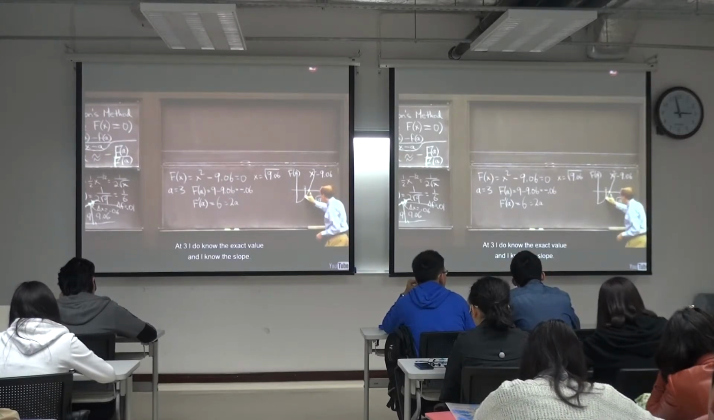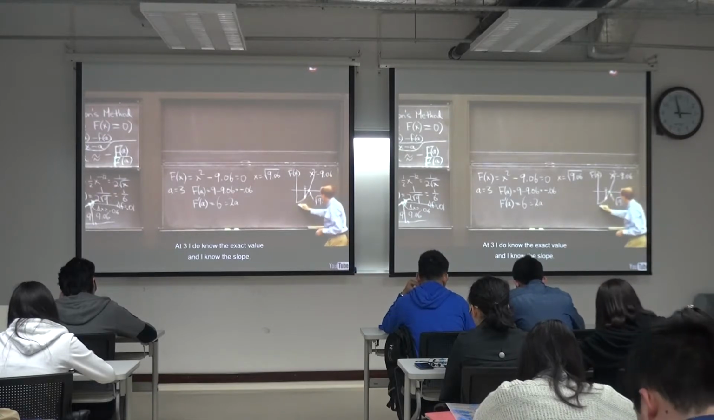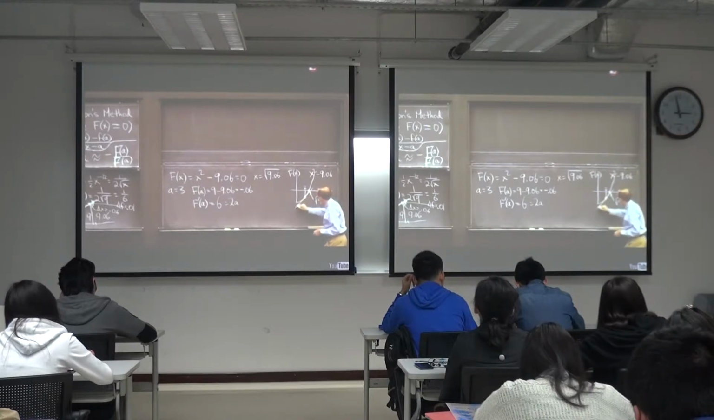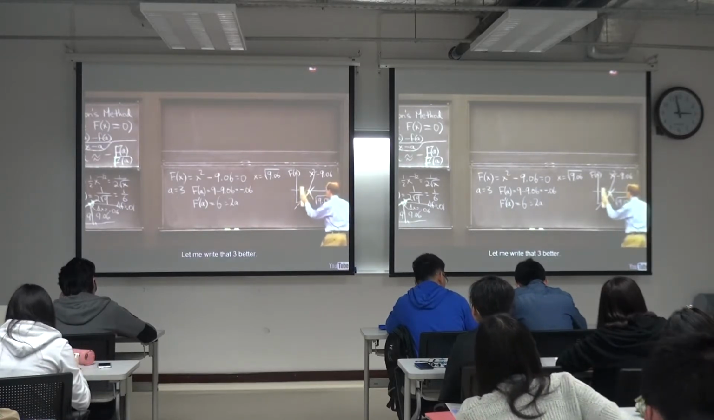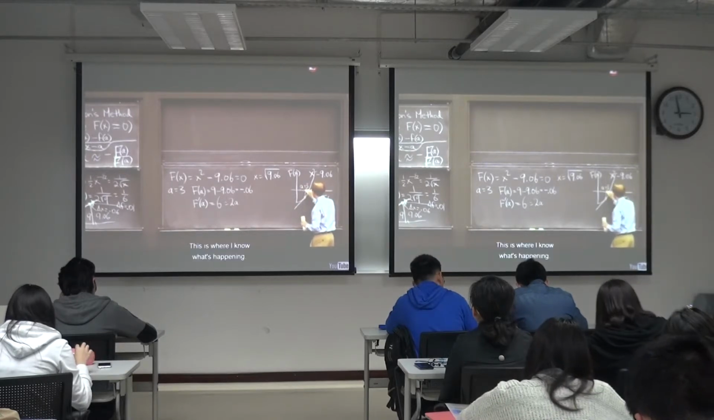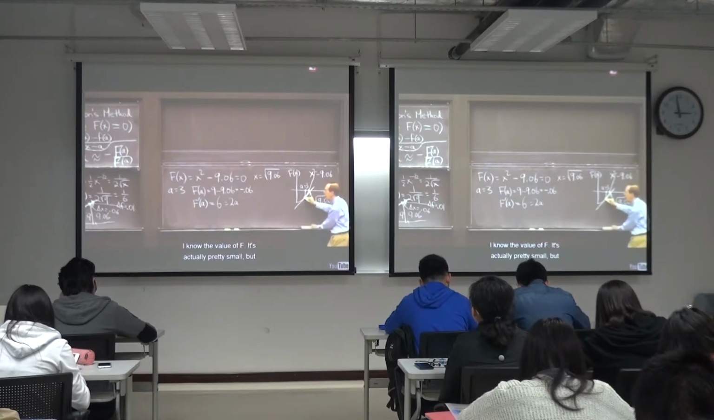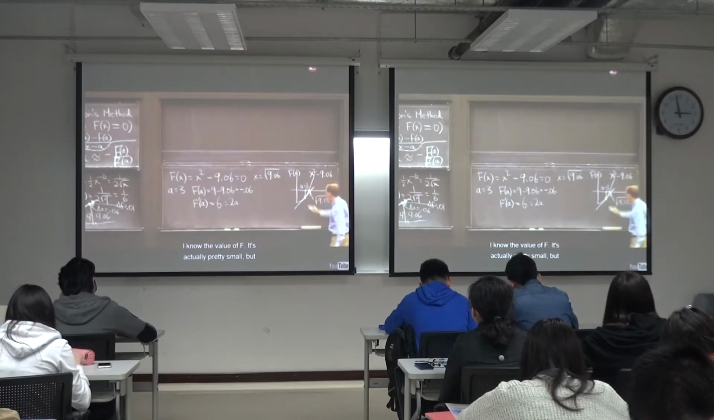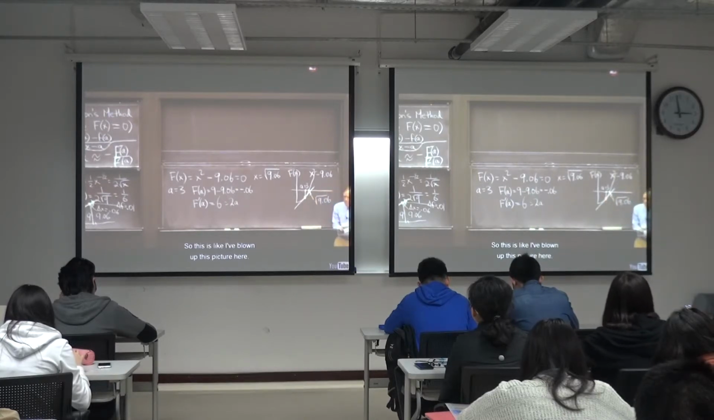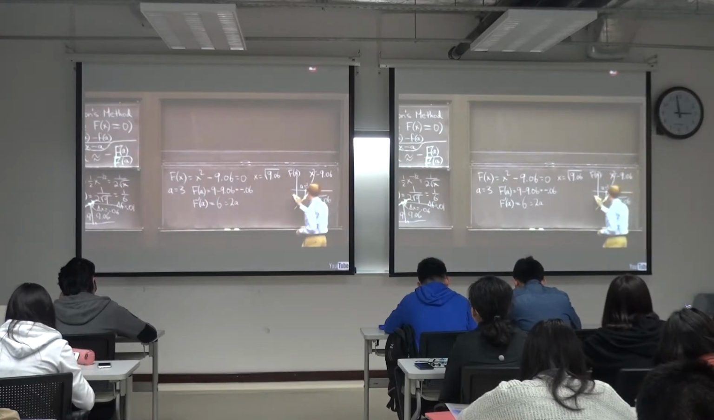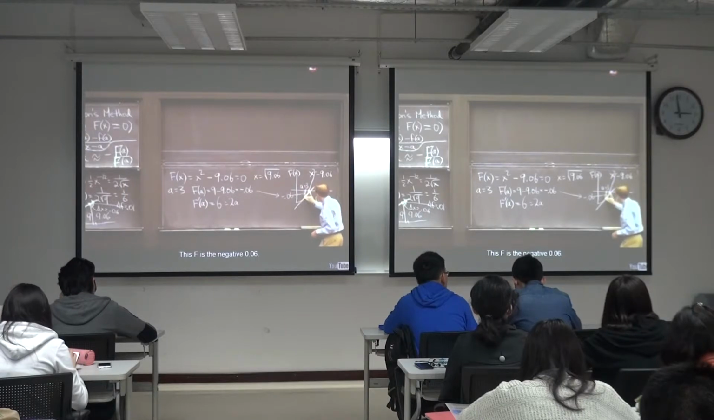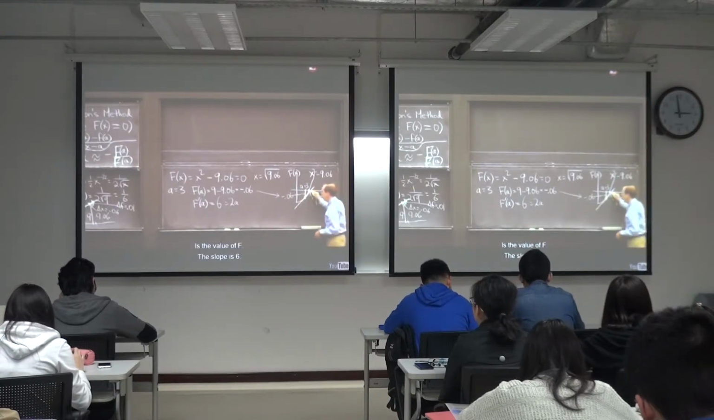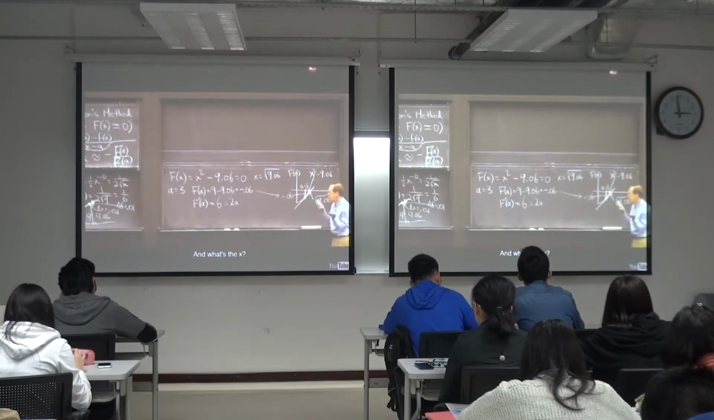At 3, I do know the exact value, and I know the slope. Even my bad art is telling me what's going to happen. Let me write that 3 better. A equals 3. This is where I know what's happening. I know the value of f. It's actually pretty small, but it's negative. I know the value of the slope. I've blown up this picture here. The value of f is negative 0.06. The slope is 6.